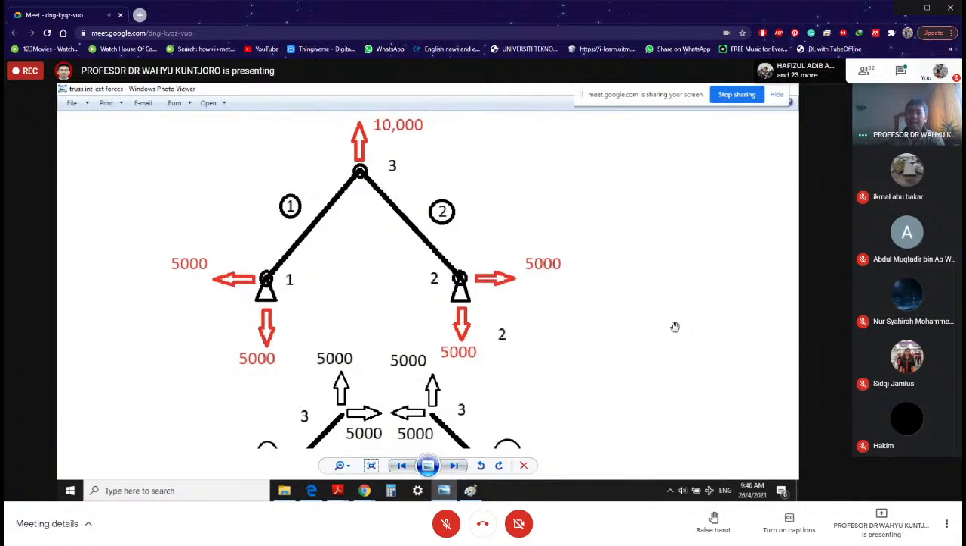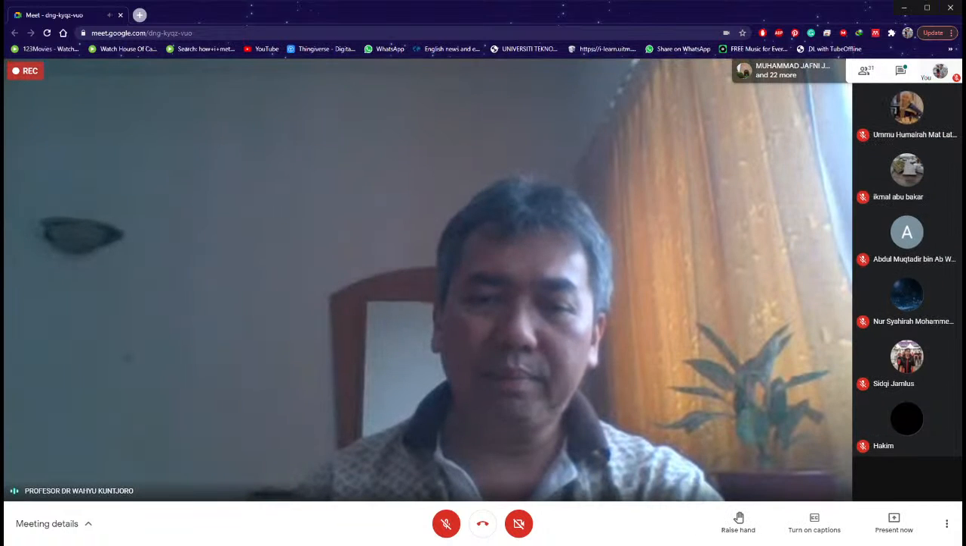So with that, I finish this example on truss, and we finish the chapter on truss structure. Then we are going to go to the frame problem, frame structure, frame element. All right.